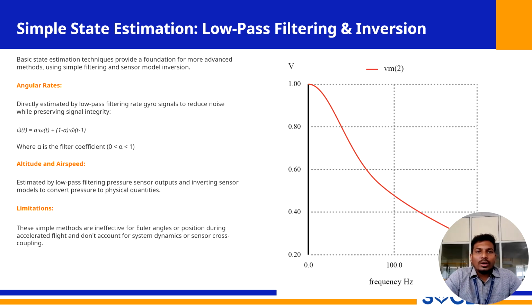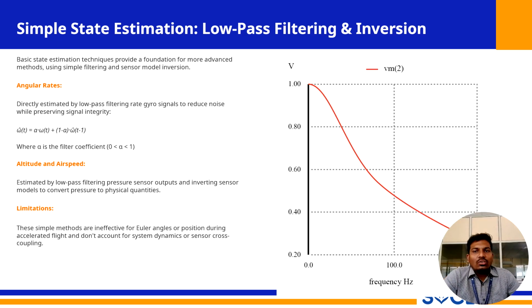A common implementation is a simple weighted average, as shown in the equation on the slide, where alpha is the filter coefficient that determines the amount of smoothing. By applying this filter, we can get a much cleaner estimate of the drone's true angular velocity. A similar approach is used for altitude and airspeed.